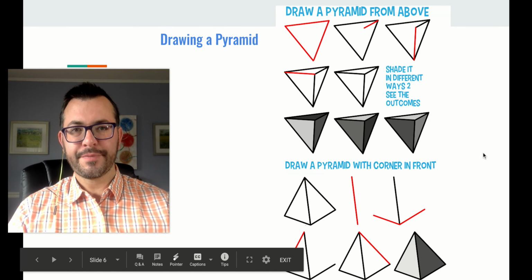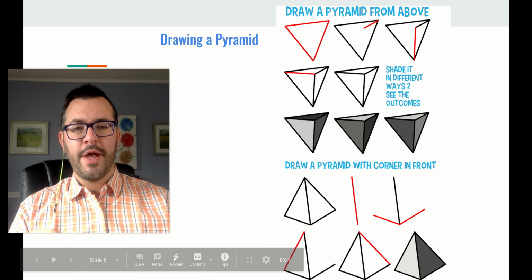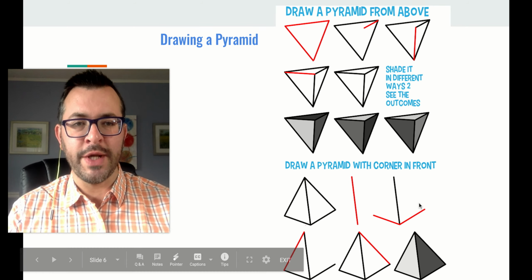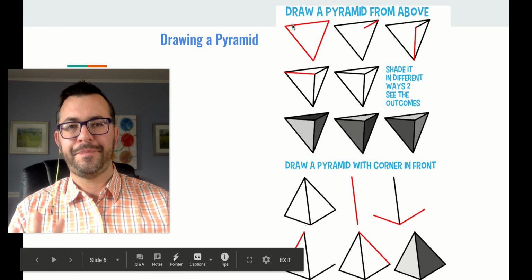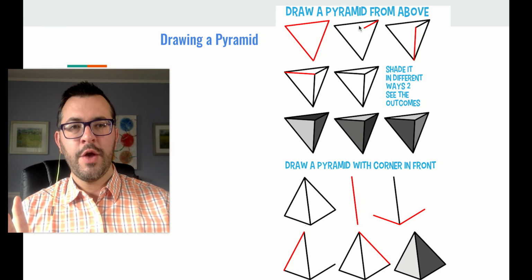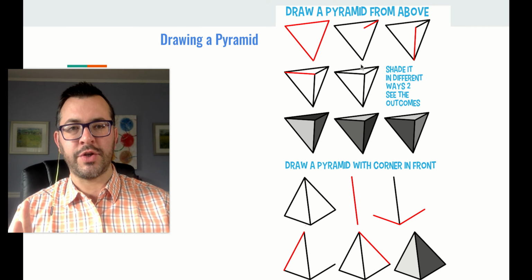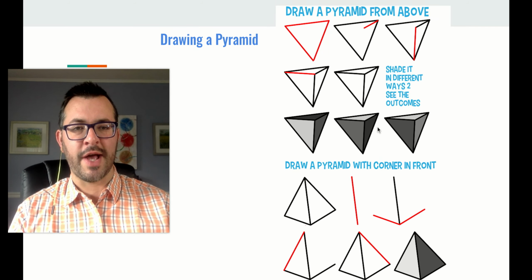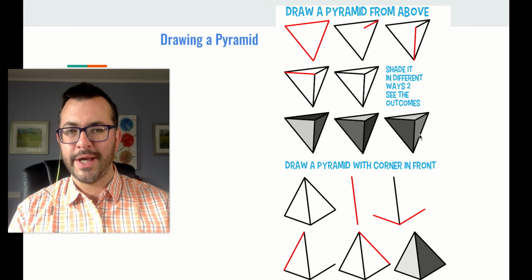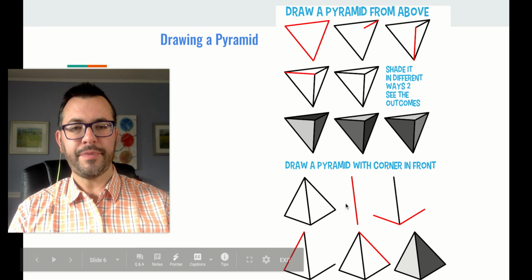Cool, right? So a pyramid, they've shown you two different ways to draw a 3D looking pyramid. Here we start with a triangle. We add 3 lines that meet at a point inside that triangle, and then you can shade in the different edges. Now, these obviously just depend on where the light source is coming from.